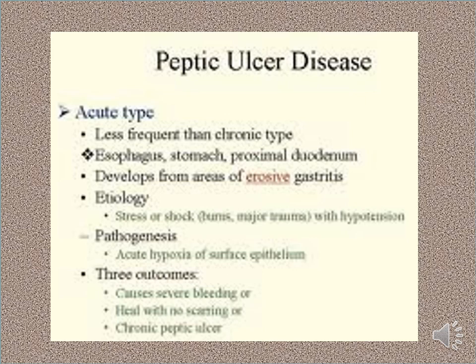We divide peptic ulcer into two categories, acute and chronic. Acute is rapid onset of symptoms. The acute type is less frequent than the chronic type. It affects the esophagus, stomach and proximal duodenum, developing from areas of erosive gastritis. The etiology is stress or shock, like burns, major trauma, or hypotension. The pathogenesis is acute hypoxia of the surface epithelium. There are three outcomes: either severe bleeding, or healing with no problem, or progression to chronic peptic ulcer. These are the outcomes of acute peptic ulcer.